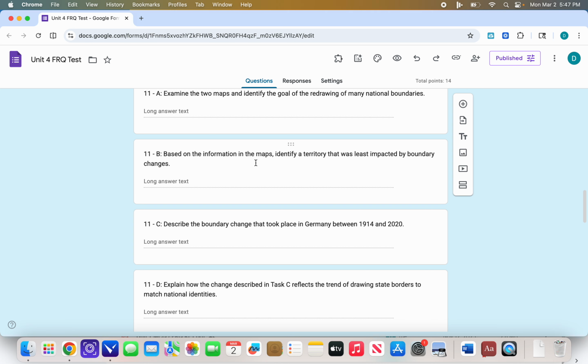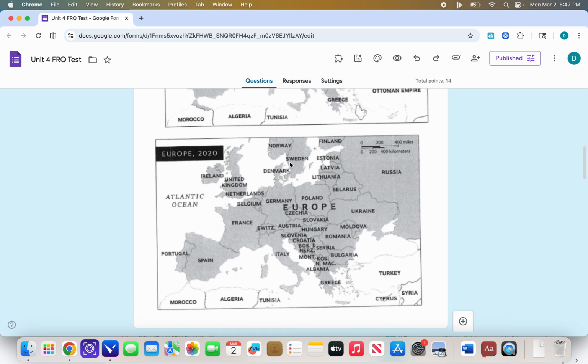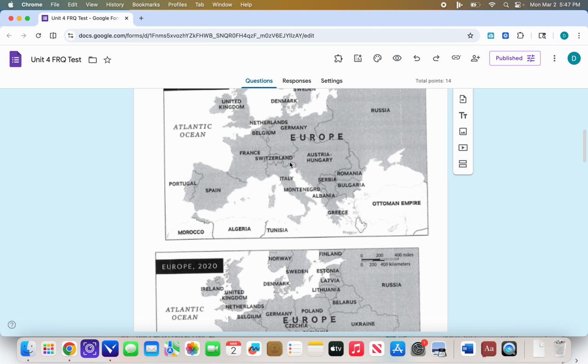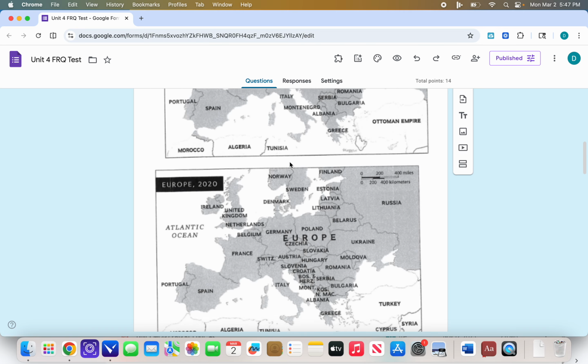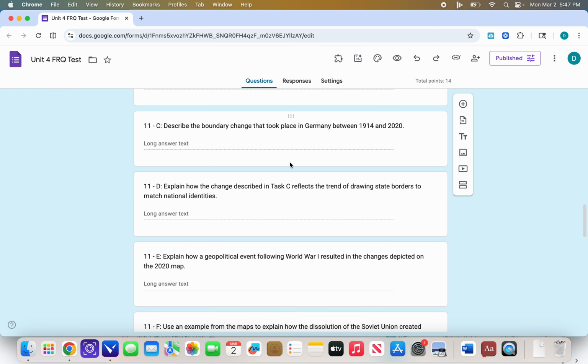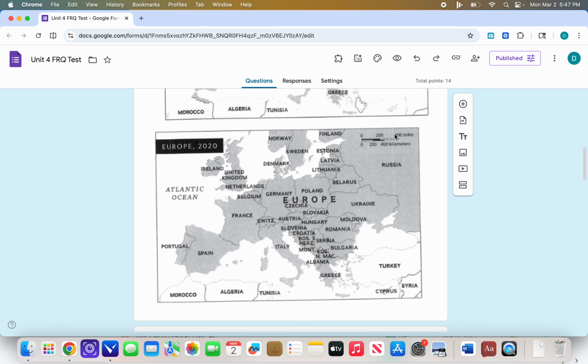Part B, based on the information in the maps, identify a territory that was least impacted by boundary changes. So by looking at the 2 maps, you try to pick one that has none or very little changes in borders and changes in area. Then C, describe. So you're going to give all the relevant characteristics, but you do not need a because statement. So describe the boundary change that took place in Germany between 1914 and 2020. You're just giving the characteristics.